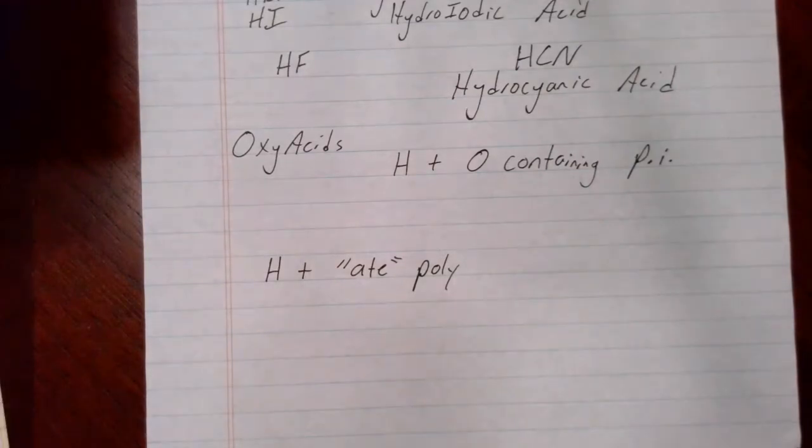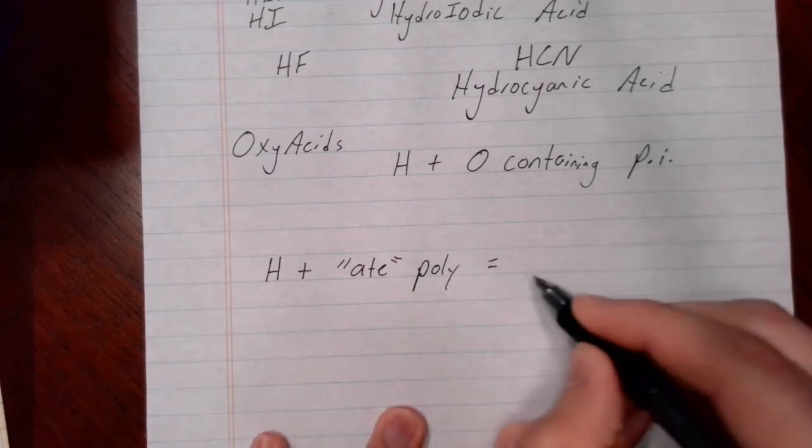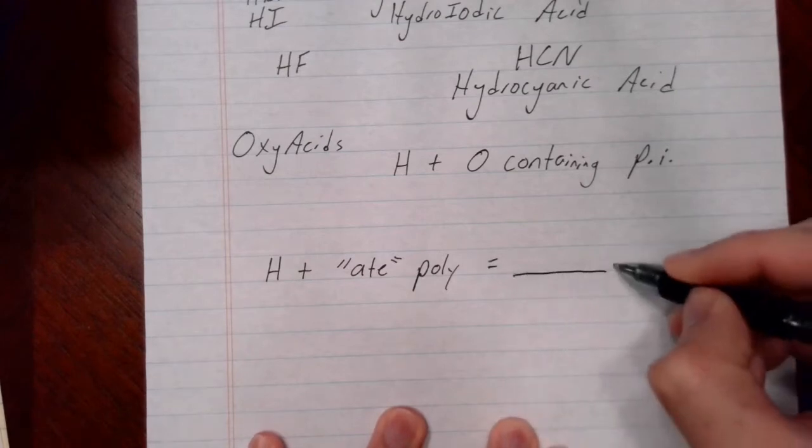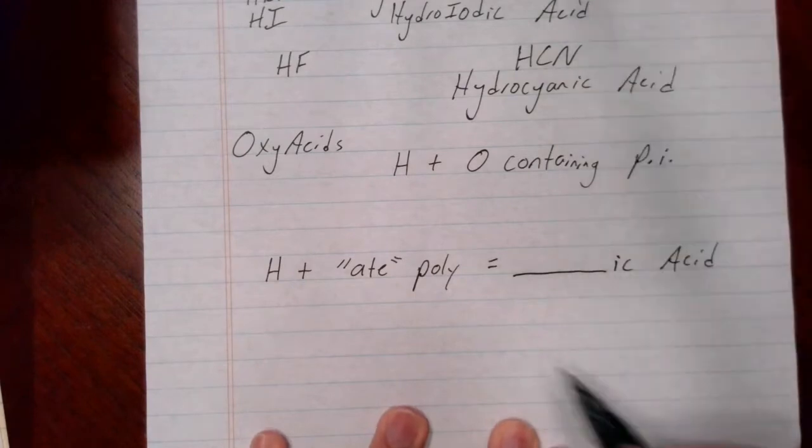So what is an ATE poly? That's like sulfate, phosphate, nitrate. It's one of the polyatomics that ends in ATE. You name it as blank, IC acid. Very similar to above, we don't have the hydro here.